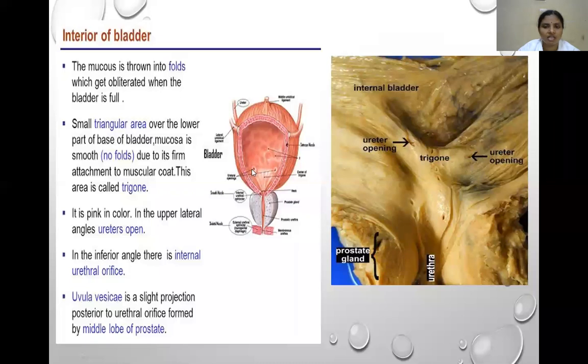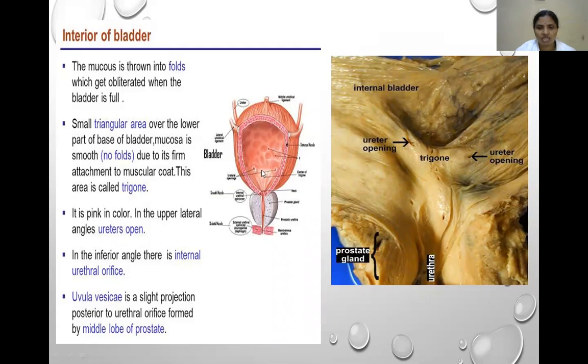Opening of the ureter. Here you identify the ureteric opening. At the apex of the trigone, it is represented by the urethral opening, where the urethra begins, at the neck of the urinary bladder. So this is a triangular area.